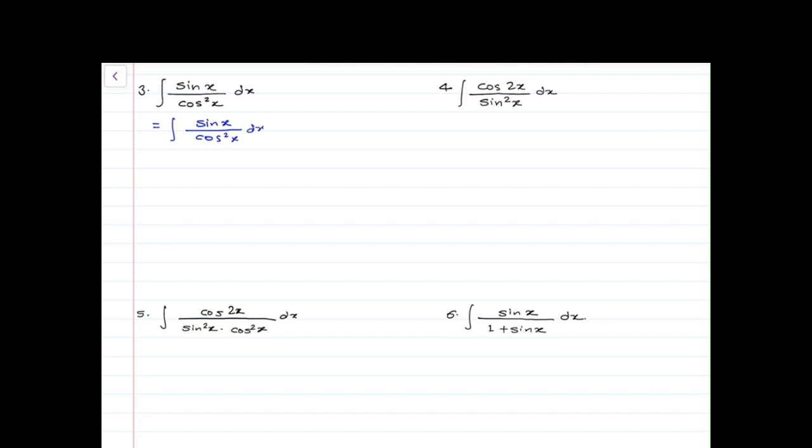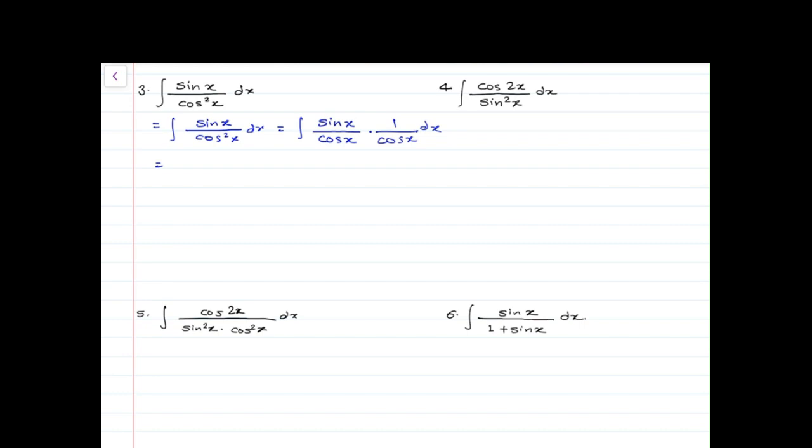Now again, what is the important part? You need to simplify the question, right? So how will you simplify this? So you can see here, we can just simply, what I have done, I have just separated the square term into multiplication as cos into cos.